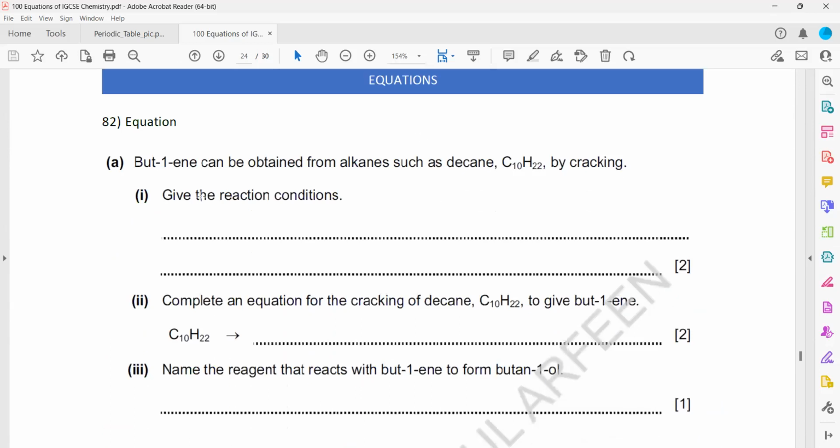Question 24: Butene can be obtained from alkanes such as decane, C10H22, by cracking. Give the conditions. What are the conditions for cracking? 2 marks are there.